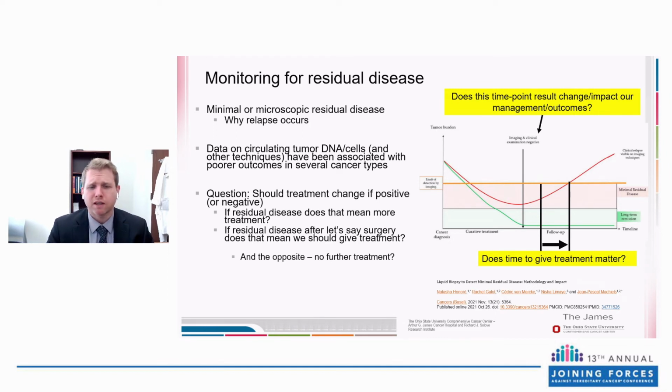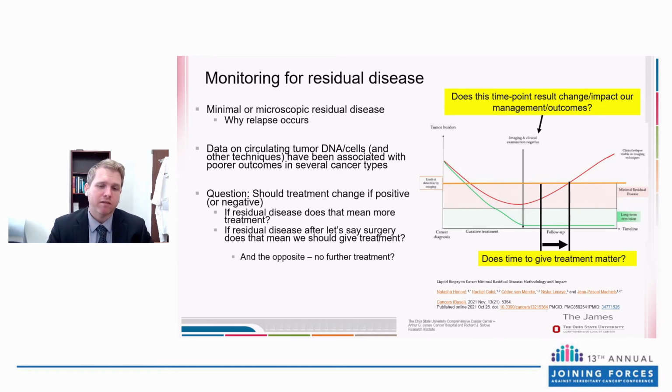So if I have a patient that has undergone treatment and we still have some remaining circulating tumor DNA, circulating tumor cells, and we are worried that there's some subclinical cancer left, can we alter the trajectory of their disease by giving more treatment? So should treatment change if positive, or on the other side, should treatment change if negative? If there's residual disease identified through a liquid biopsy, does that mean more treatment? If there's residual disease after, let's say, a surgery, does that mean that we give treatment? So can we triage patients after an initial treatment to see if we should give more?